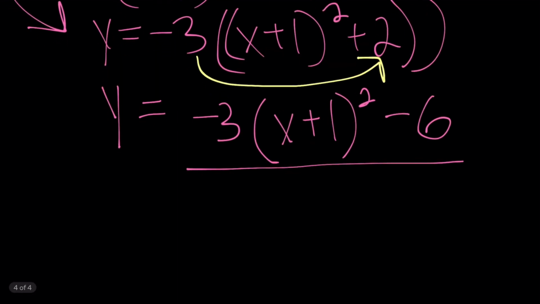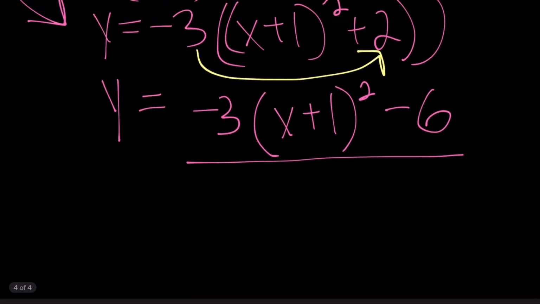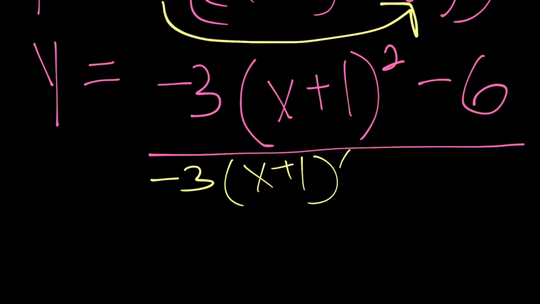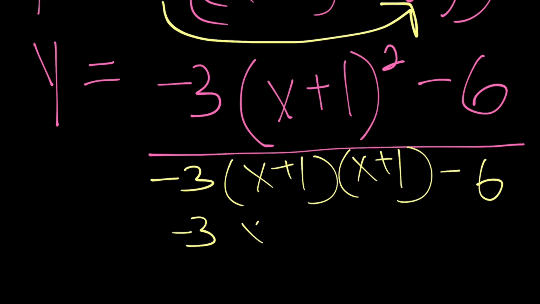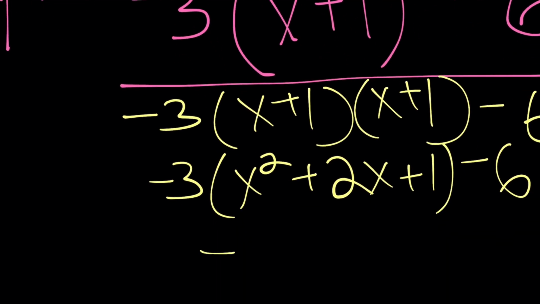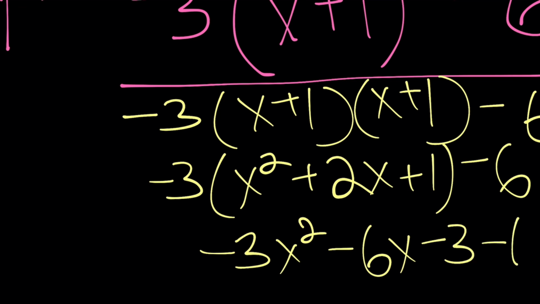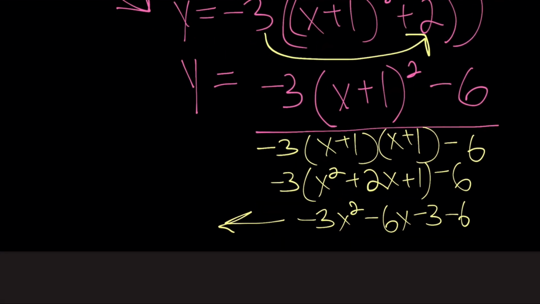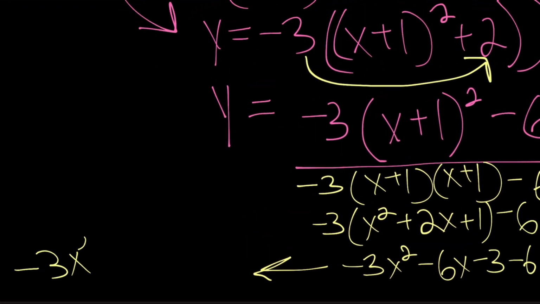So now I'm just going to show you how to get this back into standard form. Pretty simple. You just open up the equation again. So negative 3 (x plus 1)(x plus 1) minus 6, negative 3 (x squared plus 2x plus 1) minus 6. And then we're going to do negative 3x squared minus 6x minus 3 minus 6. And I'm just going to bring my answer right over here. Okay, negative 3x squared minus 6x minus 9.